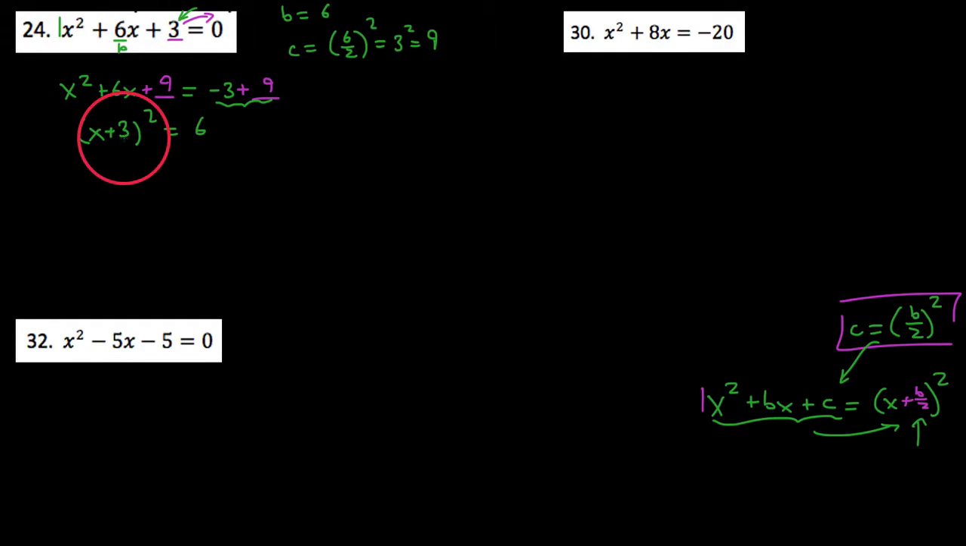So let's talk about this here. If I were to FOIL this x plus 3 back out, x plus 3 times x plus 3, I would certainly get x squared plus 6x plus 9. And so this factored form is valid. And also this factored form is nice because now I've got a perfect square of something.